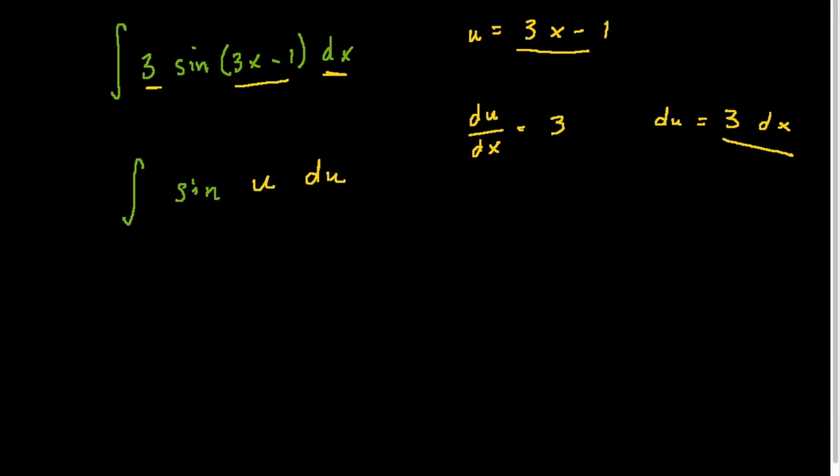Now we'll take the antiderivative of this, and the antiderivative of sine of a function is negative cosine u plus c. And our last step will just be to substitute u back into the problem. So we have negative cosine 3x minus 1 plus c. And we've taken our antiderivative.